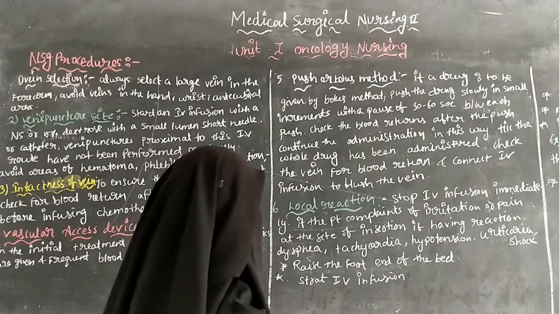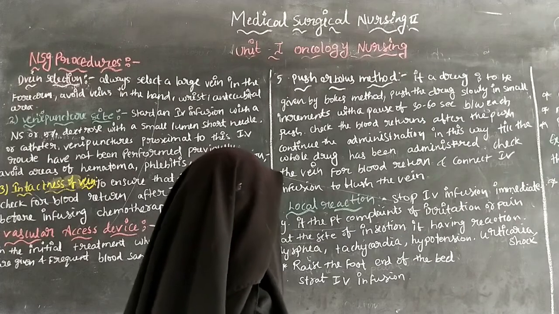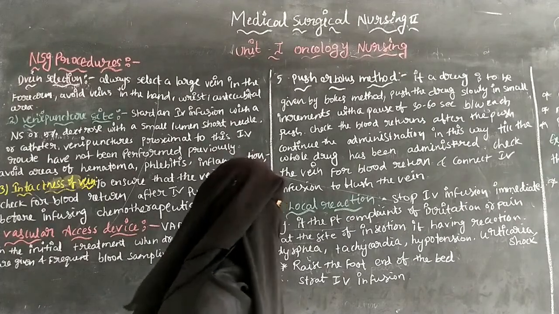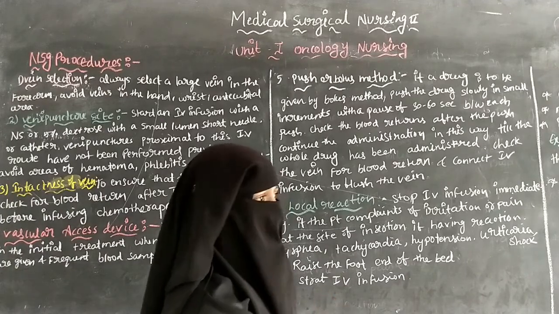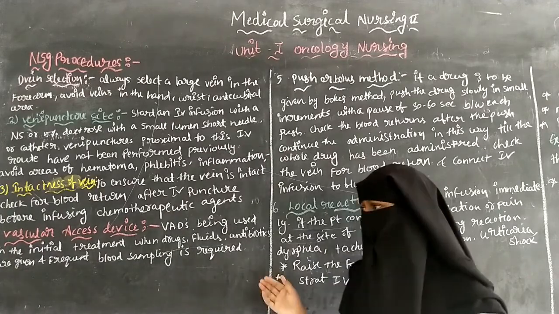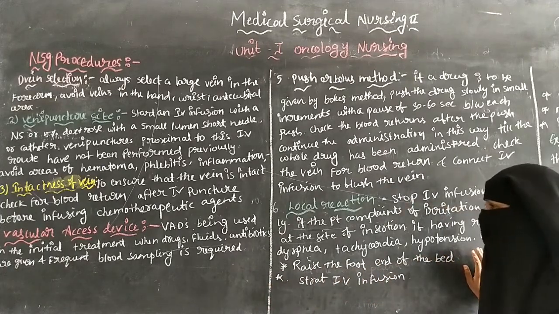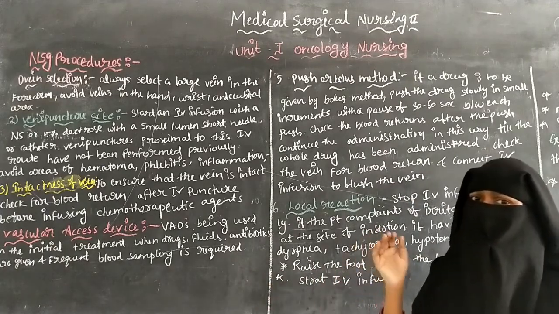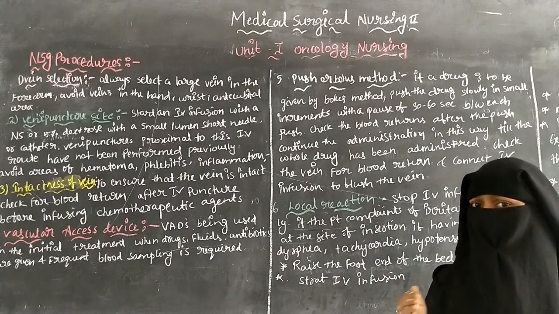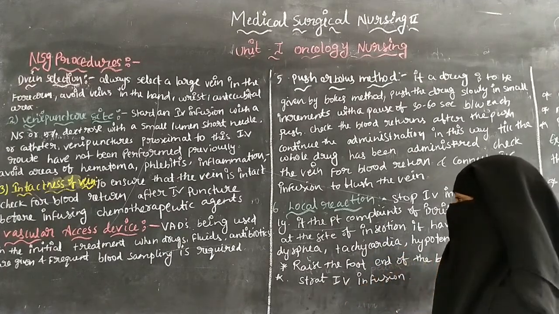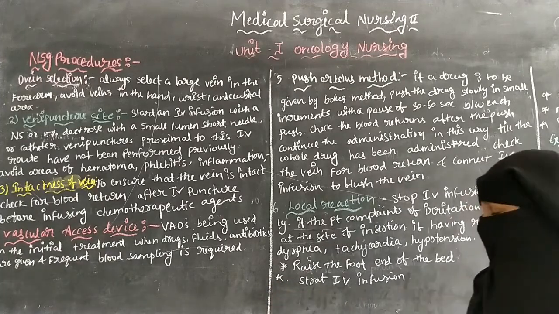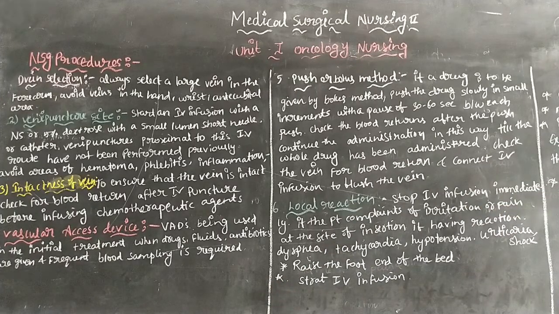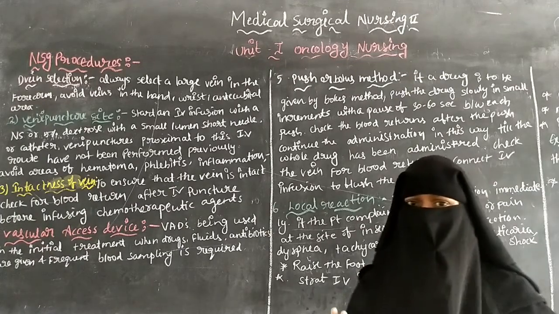If the patient is having dyspnea, it means breathing difficulty. With tachycardia, the heart rate increases, and with hypotension, the blood pressure decreases, and the patient goes into shock. Because of the low circulation, there is decreased blood supply to the brain, and the patient goes into shock. It is called shock. And urticaria means skin itching.